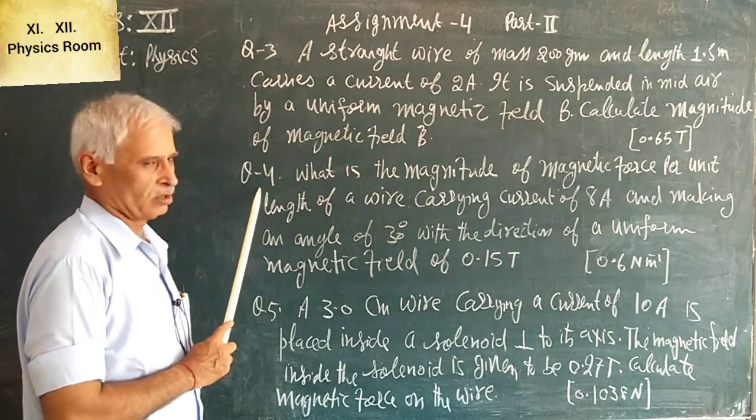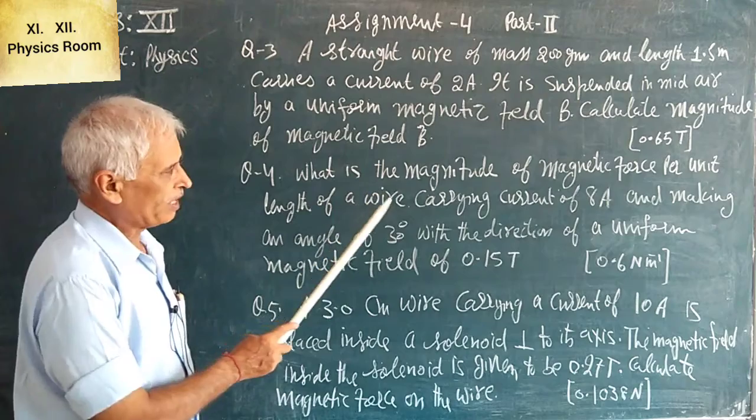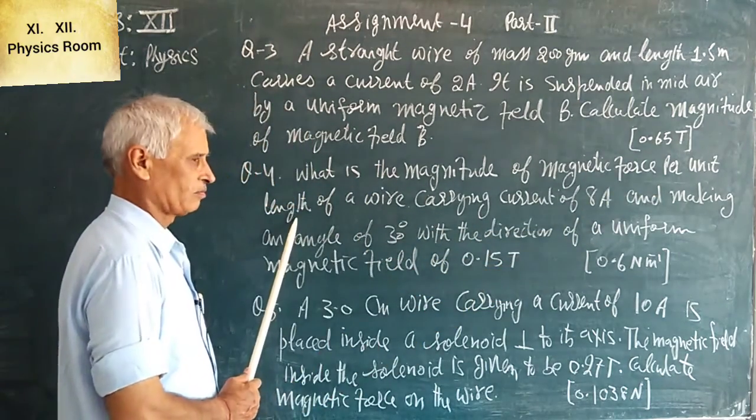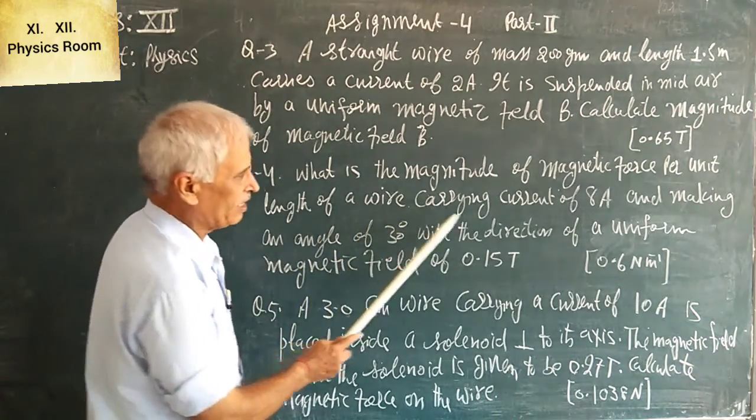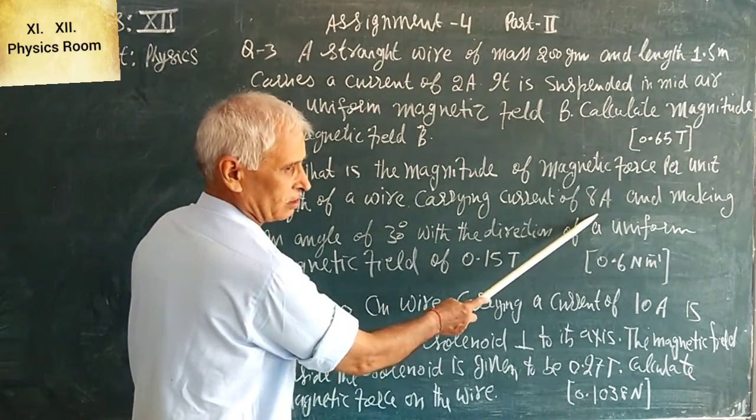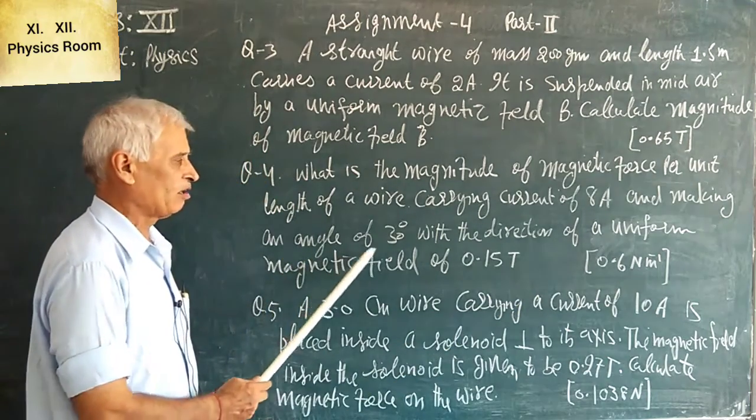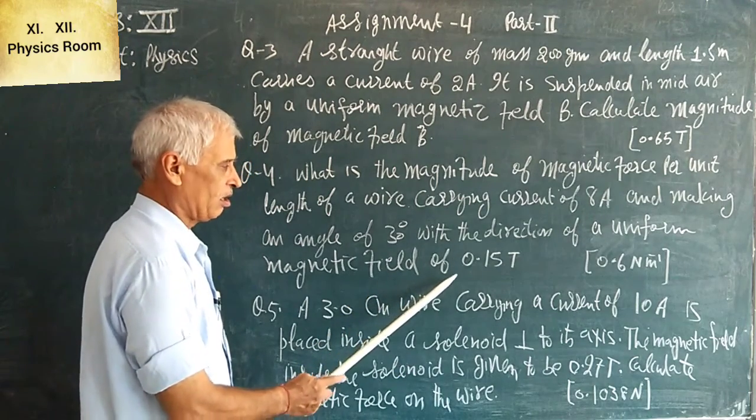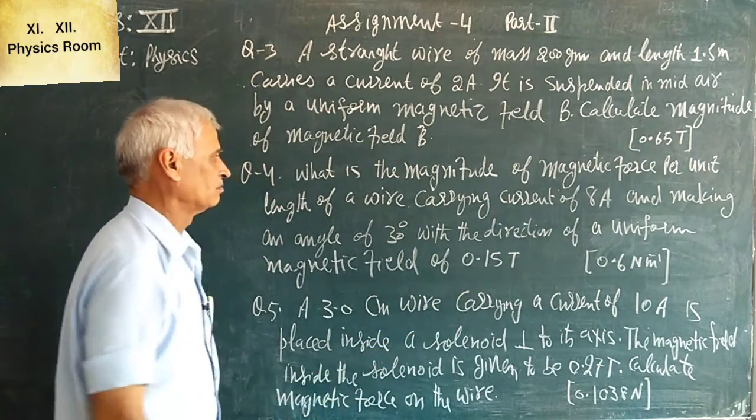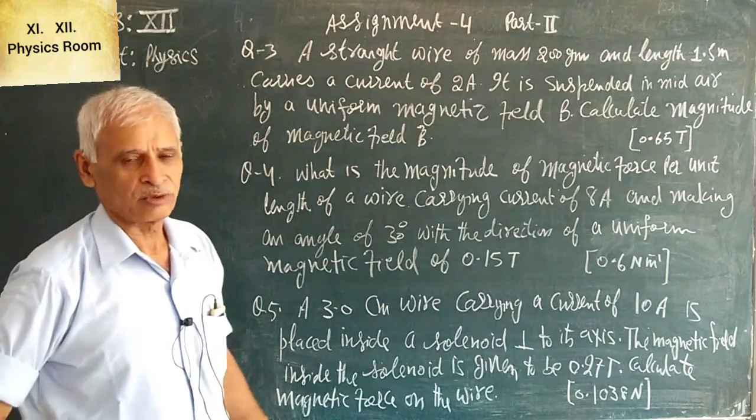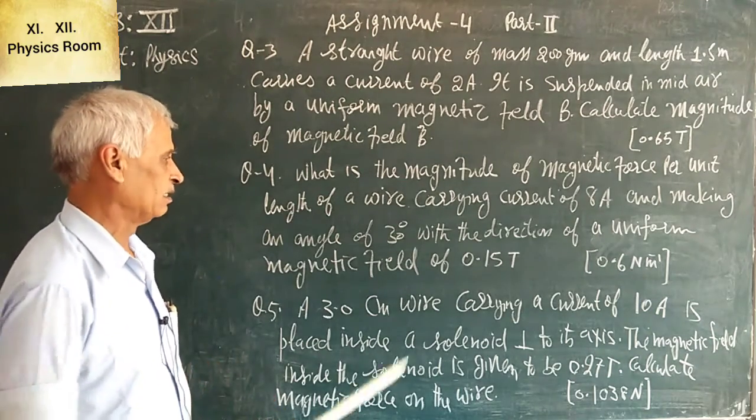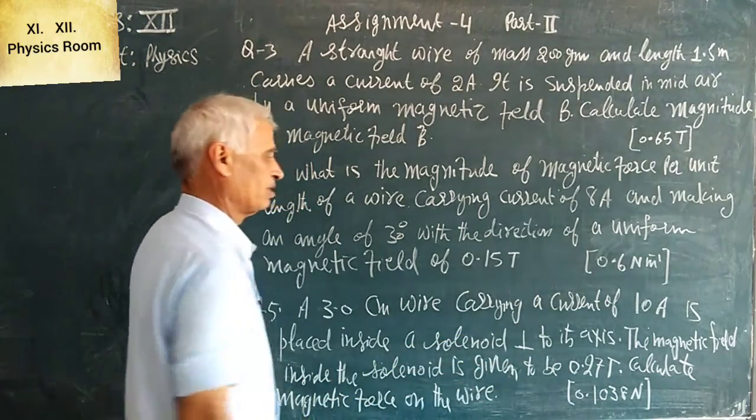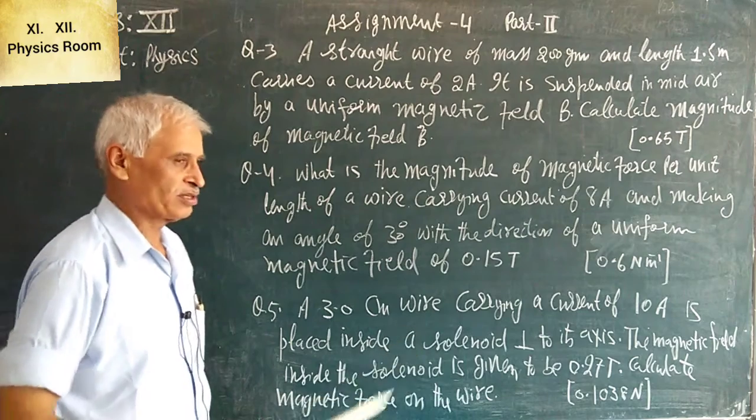Now question number 4. What is the magnitude of magnetic force per unit length of a wire carrying current of 8 ampere and making an angle of 30 degree with the direction of a uniform magnetic field of 0.15 Tesla? So you have to calculate magnetic force per unit length in this problem. And here is answer 0.6 Newton per meter. For verification, I am giving you the answer.